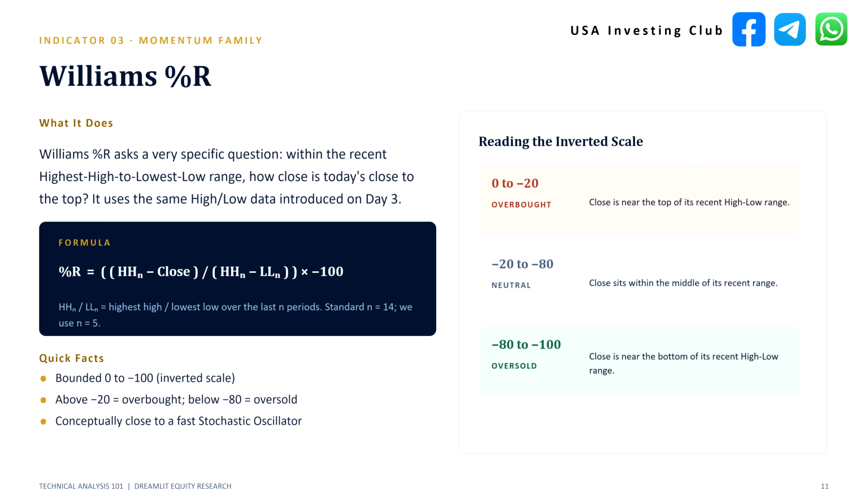And conceptually, Williams percent R sits very close to a fast stochastic oscillator. If that name is familiar from other reading, this is effectively the same idea with a different sign convention. Reading the inverted scale in 3 bands. 0 to negative 20 is overbought. Close is trading near the top of its recent range. Negative 20 to negative 80 is neutral. Close sits within the middle of its recent range. And negative 80 to negative 100 is oversold. Close is trading near the bottom of its recent range.